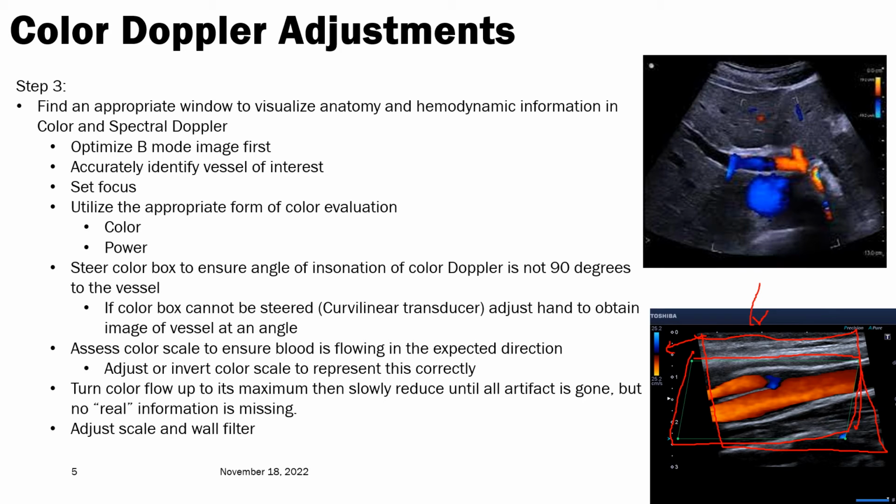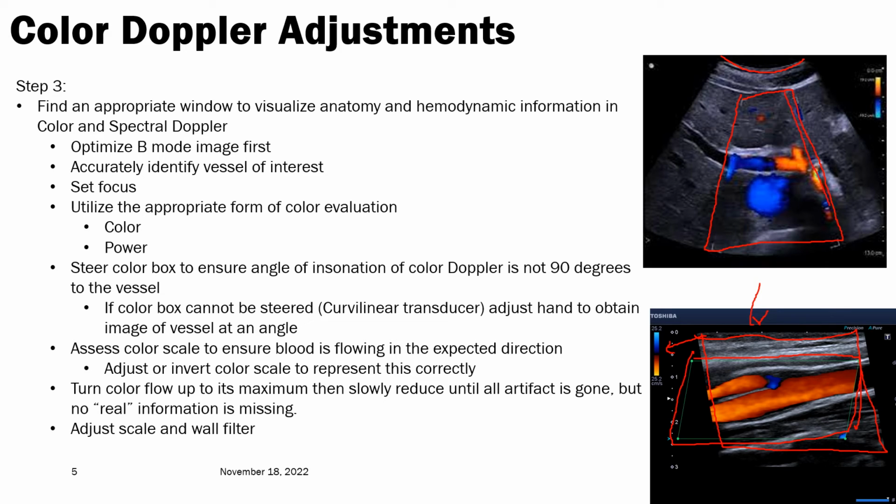Now, if you're scanning with a curvilinear probe, as we are up here on the top image, here's my curvilinear, and there is no ability to steer a curvilinear box. So that's not going to be an option with your curvilinear. So in this image of the portal vein here, you see that you're somewhat limited.